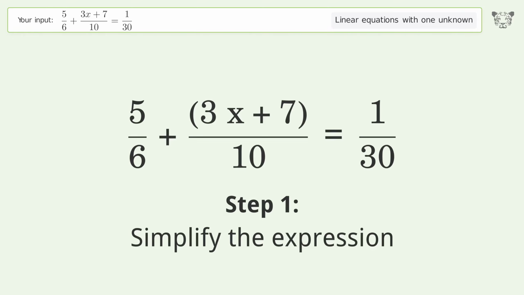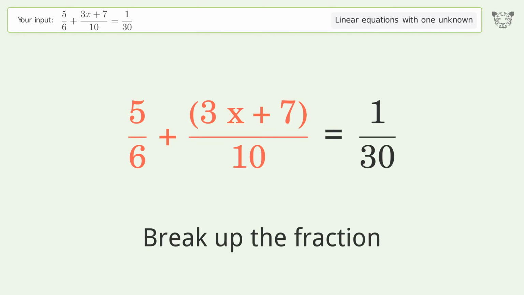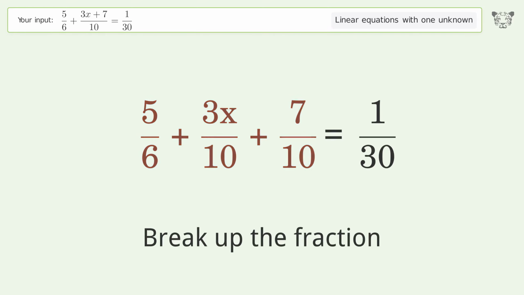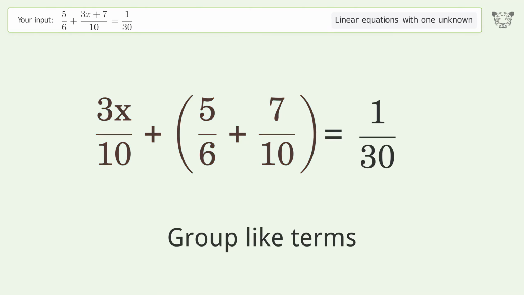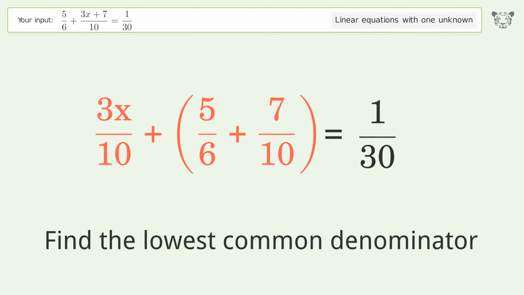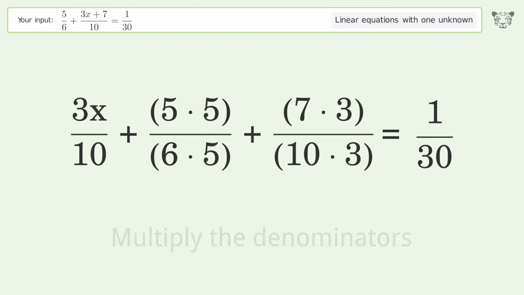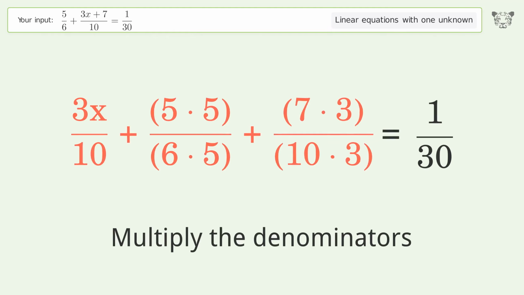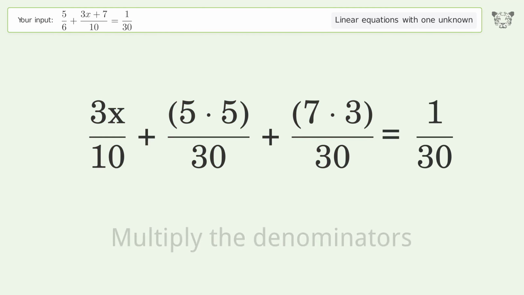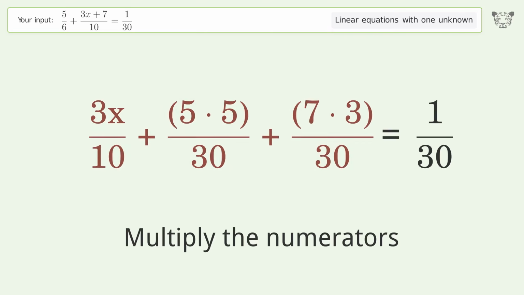Simplify the expression. Break up the fraction. Group like terms. Find the lowest common denominator. Multiply the denominators. Multiply the numerators.